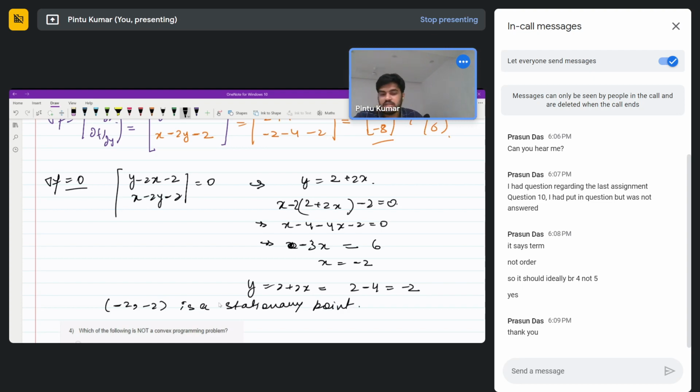Any doubt in this? Then we will go to checking the Hessian. Any doubt if you are given some function, how do you calculate the stationary point for that function?